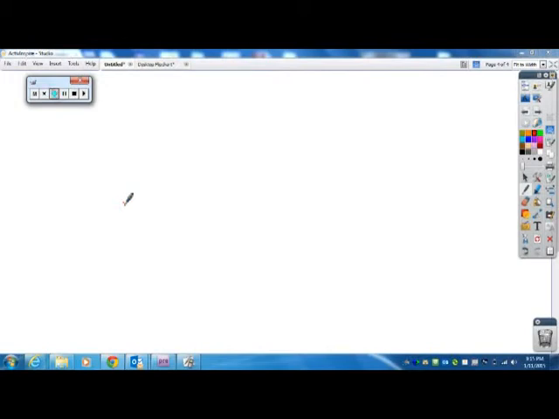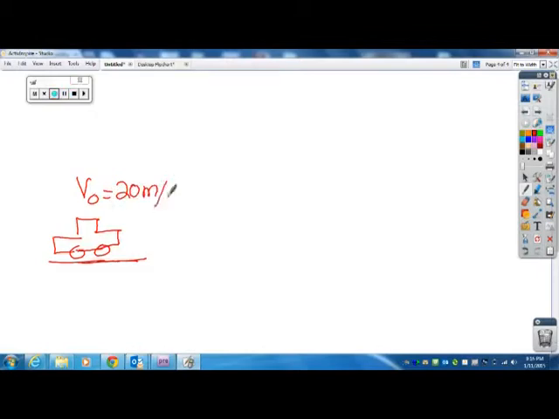We're going to do one more kinematics quick review, and it's simply going to be a car that's moving to the right. You're going to say, look, my car starts off with an initial velocity of 20 meters per second, and the car is accelerating at 5 meters per second squared. That means every second its speed is going to increase by 5 meters per second.